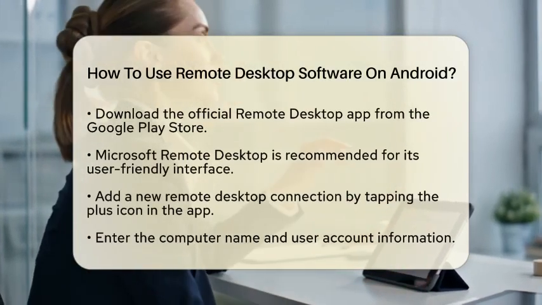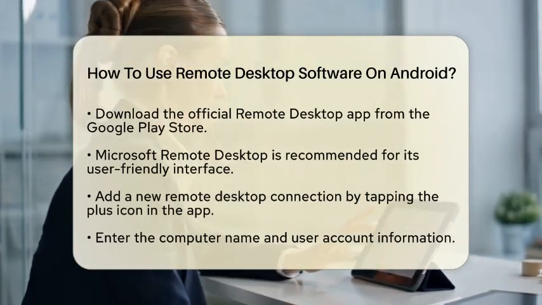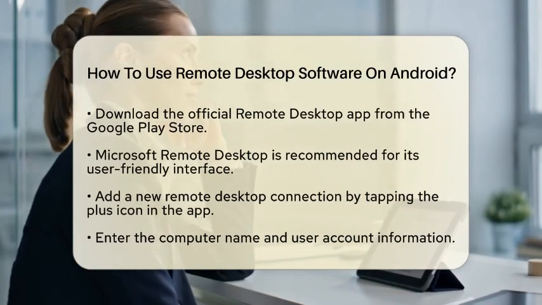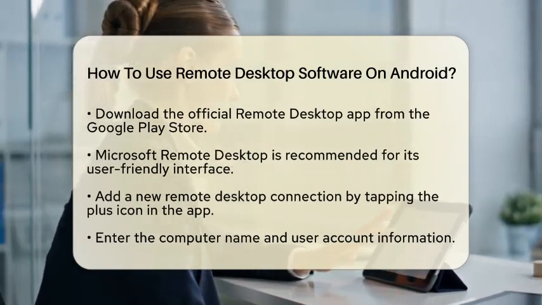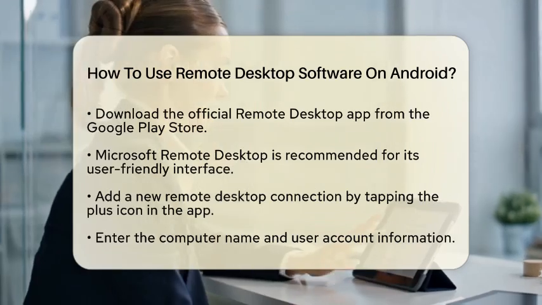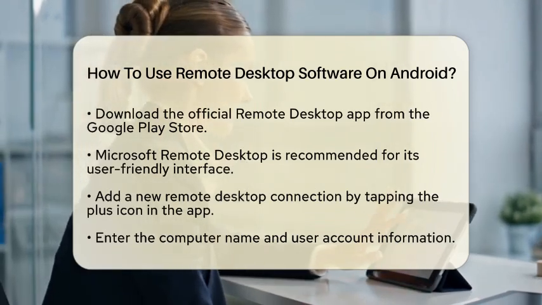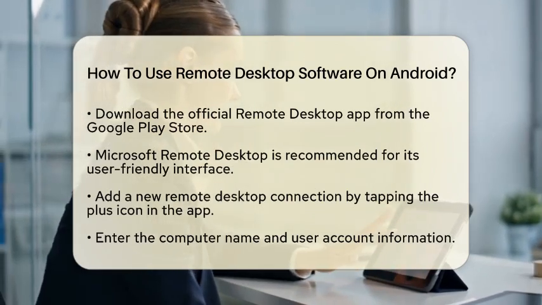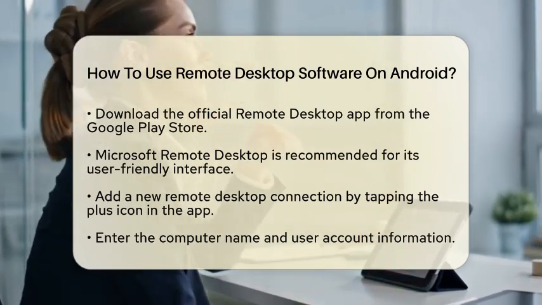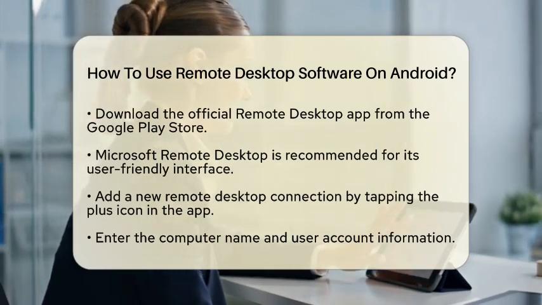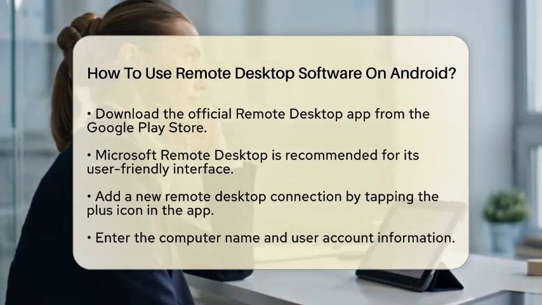Next, let's set up your Android device. Head over to the Google Play Store and download the official Remote Desktop application. Microsoft Remote Desktop is a popular choice and is user-friendly. Once installed, open the app and tap the plus icon to add a new remote desktop connection. Enter the computer name and user account information you noted earlier. You can also adjust settings like display resolution or sound preferences if needed.